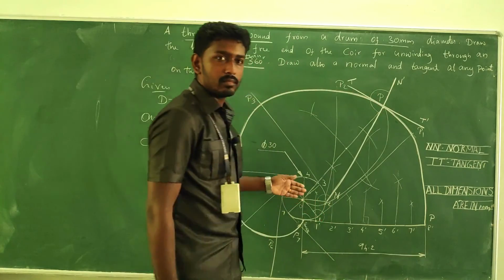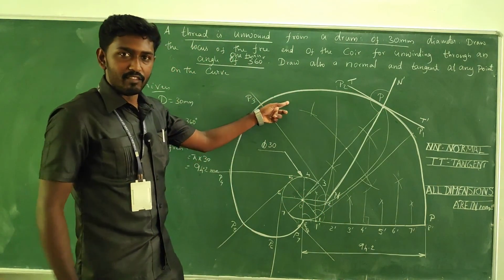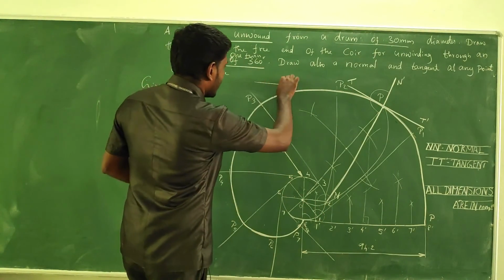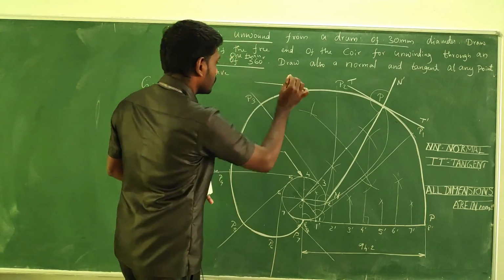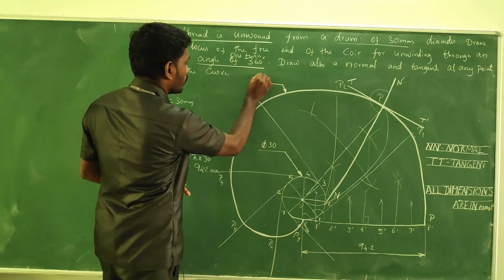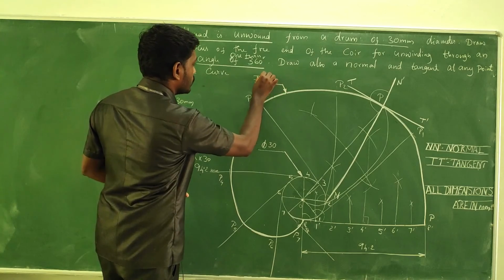What about this curve? It's an involute, right? So take a leader line like this, and right above, write involute.